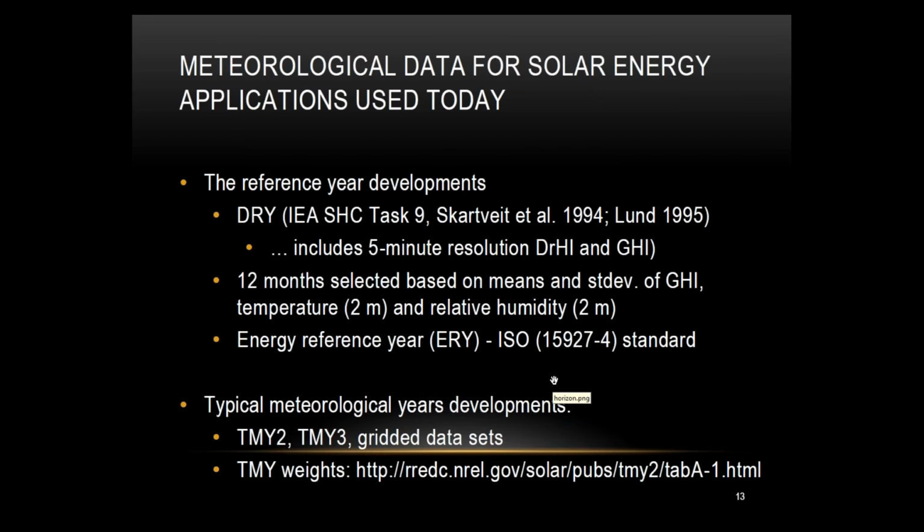So these data sets are still used for applications today. Reference years were developed in IEA Solar Heating and Cooling Task 9. Skartveit et al. made the design reference year, which is a development of the original reference year. There's also something called the test reference year. And they also include 5-minute resolution direct horizontal irradiance and global horizontal irradiance. And not too many years ago, there's also an ISO standard made based on the reference year, the energy reference year, ISO 15927.